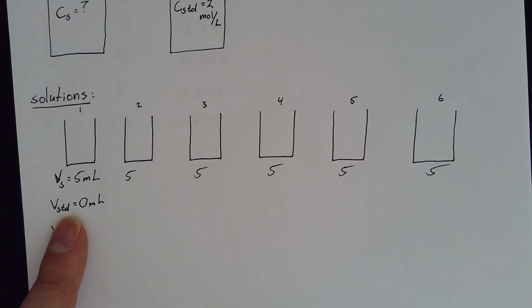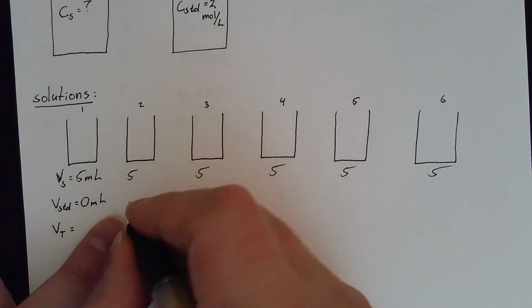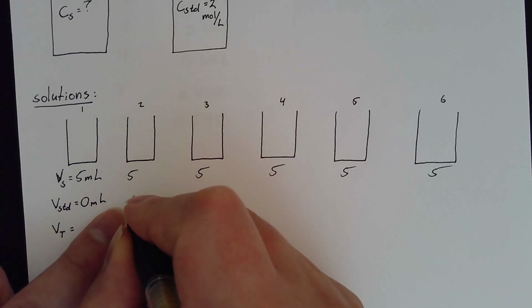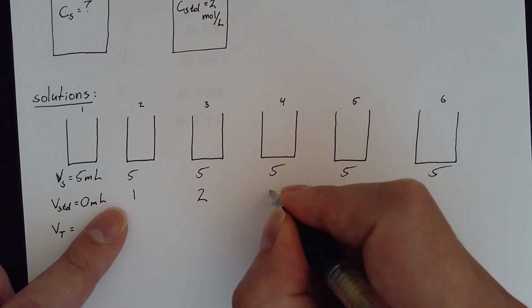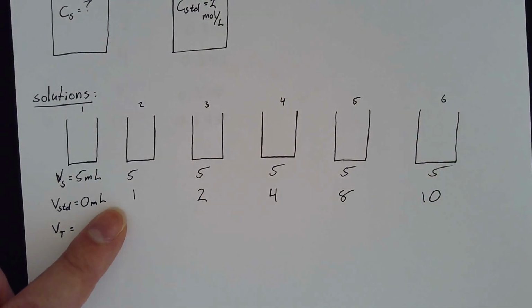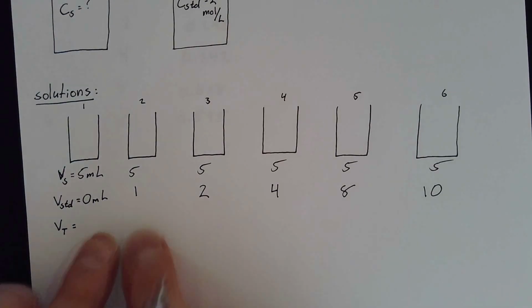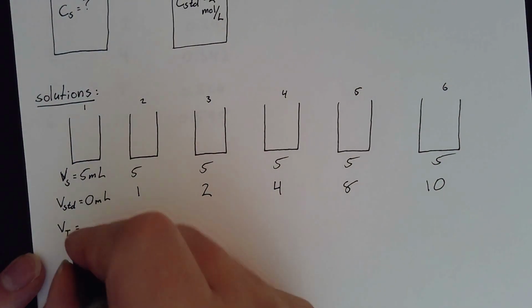I just want to look over here at the values that I want to use. So I did work through this before. I have 1 milliliter there, then I did 2, 4, 8, and 10. All milliliters, and the total volume of our solutions here is going to be 50.